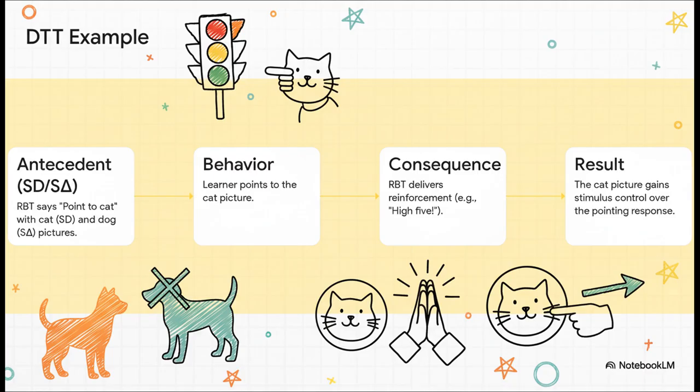Nothing. Crickets. We just move on. By doing this over and over through this discrimination training, we build stimulus control. Pretty soon, just seeing that cat picture makes the learner point to it almost automatically.